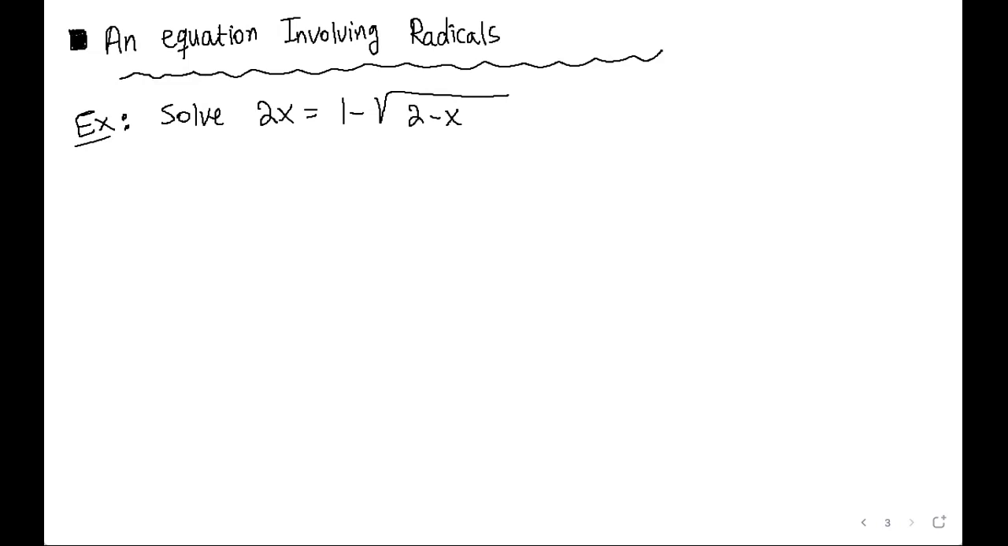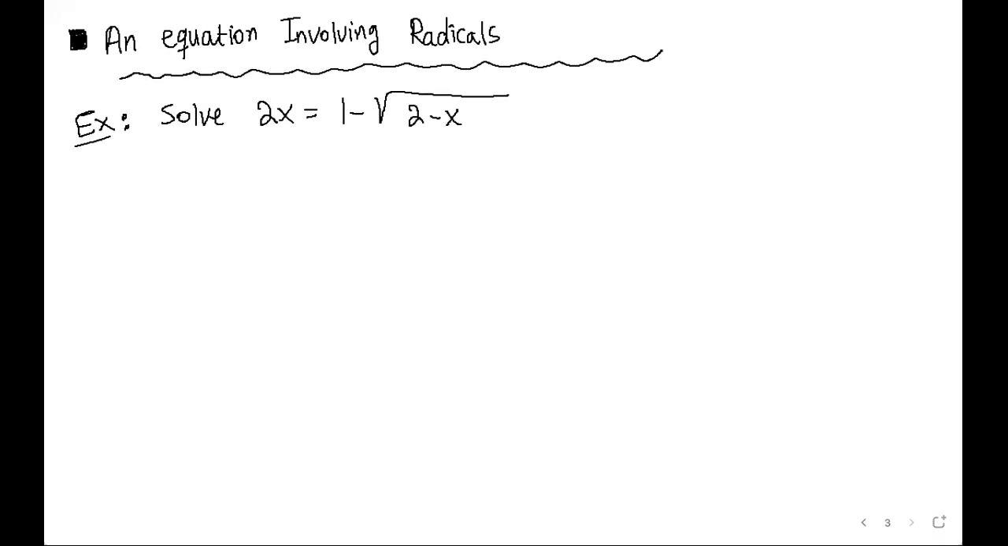Any idea? Subtract 2x from both sides. Okay, another idea. Anyone has any idea? One said subtract 2x from this side to this side. Anyone has another idea? Would you subtract the 1 first from both sides and then square both sides to get rid of the square root?